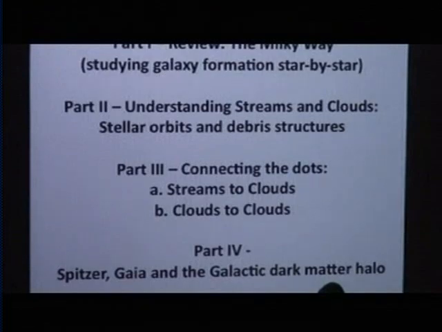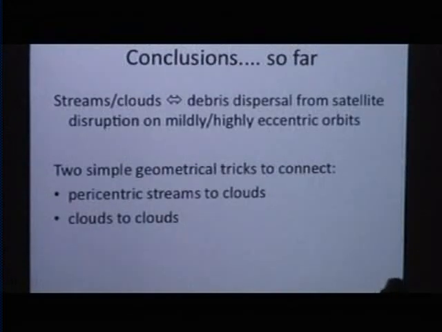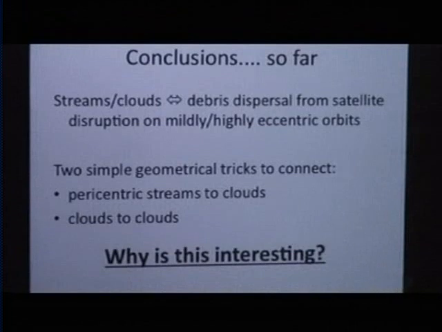The end of the next section, what I was trying to get to was this: I told you about the first one, 2 simple geometrical tricks to connect pericentric streams to clouds, and also to say where the clouds themselves were moving. And I think it's fair to say at this point, why is this interesting? I mean, I find a lot of fun in this because you're just using geometry. It feels like I'm an ancient Greek, right? And I'm just using geometry to figure out something kind of fun about how things are working.